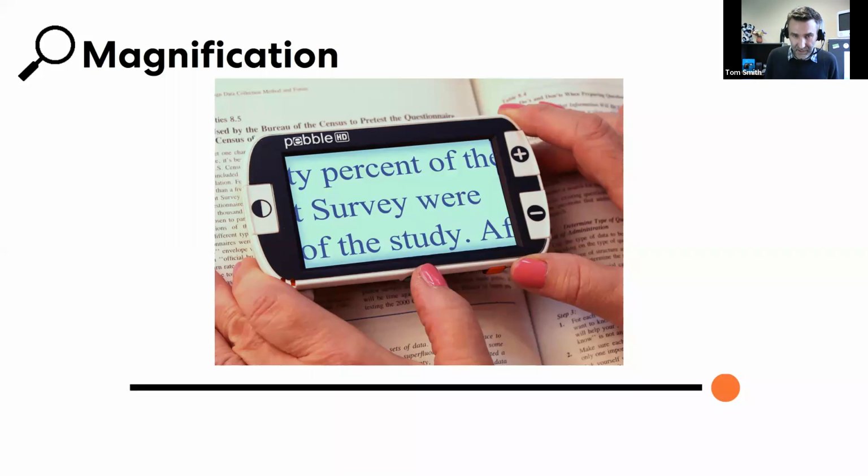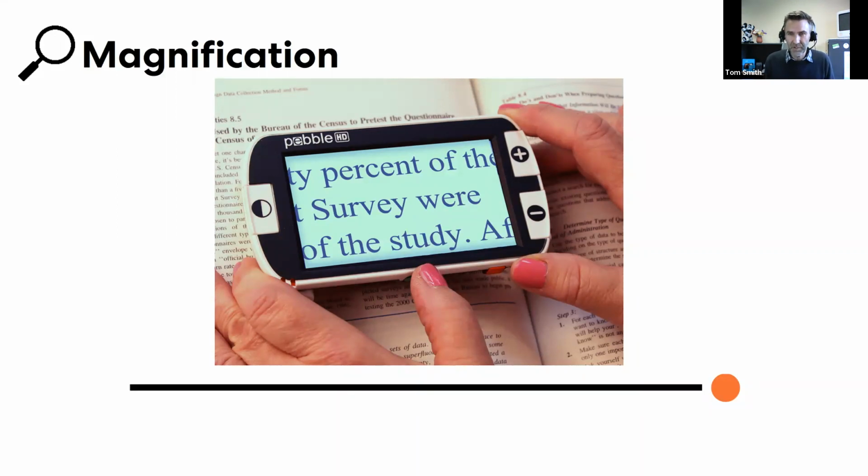And the picture I've got here is a digital magnifier. It's quite small. It fits in your hand. It's called the Pebble HD. And on the screen, you can see the text looks quite sharp, because what it does is it adds some sharpness and contrast to that text.